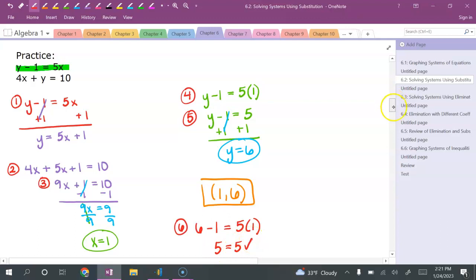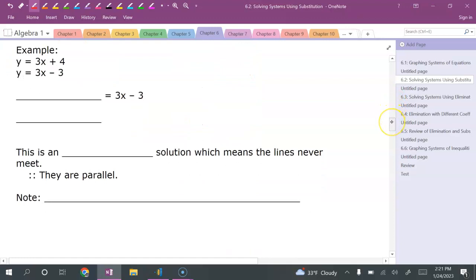Now, when we were graphing, we did talk about those special scenarios. You know, when we had parallel lines, that meant that there was no solution. If we had the same line, that meant that there was infinite solutions. You're still going to run into those kinds of cases. So looking at the equations, again, might be able to tell you a lot about what type of lines you're dealing with so that you kind of know before you even get too far into the process, what type of solution are you going to end up with?